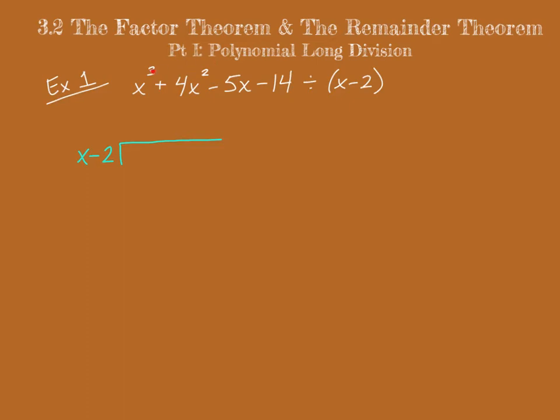Now, the dividend is the larger polynomial, right, that we're dividing into. And we want to make sure that there's no missing terms, meaning we start with our cubic term, then the next term should be the quadratic term.